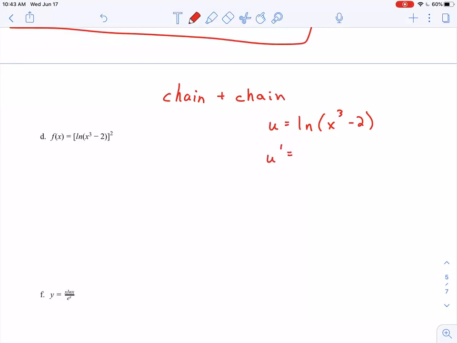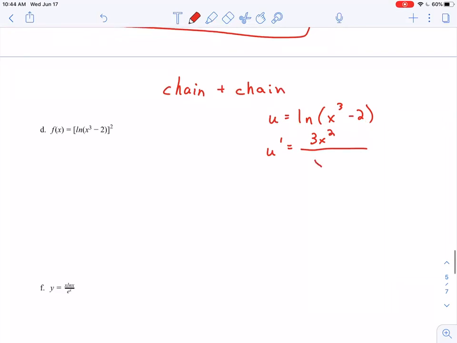u prime, actually, here's where we'll use one of our formulas. We said the derivative, if we're working with natural log of u, it's u prime over u. So the derivative of this inside part right here, derivative of x cubed minus 2, that would be 3x squared, divided by u, which is just this inside part right here, that's going to be x cubed minus 2. So here is my inside part and the derivative of that inside part using the chain rule.